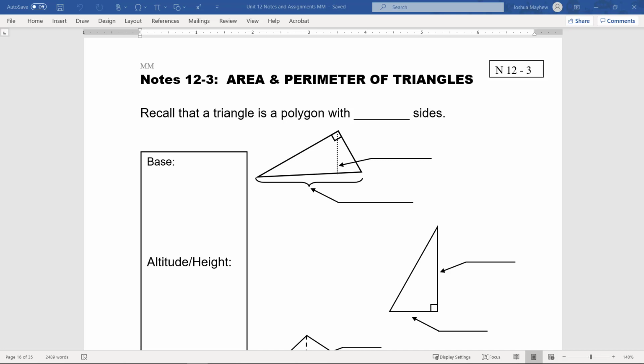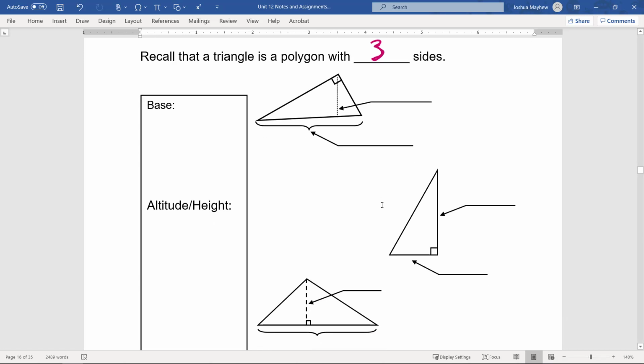Hey guys, today we're going to talk about area and perimeter of triangles. Recall that a triangle is a polygon with 3 sides. Well, let's talk about some parts of the triangle. Okay, we have a base. A base technically could be any side of the triangle. Any side can be a base.